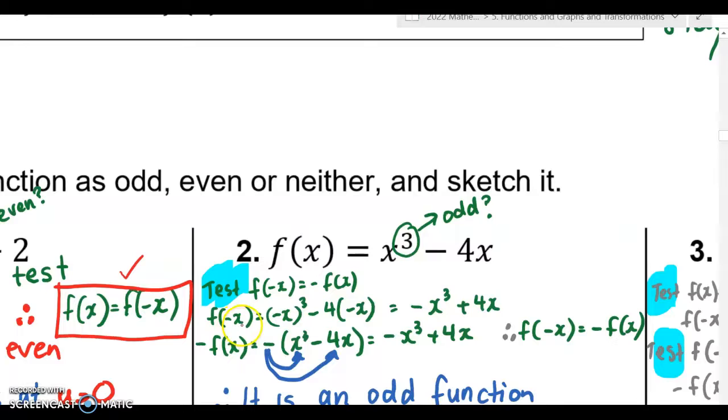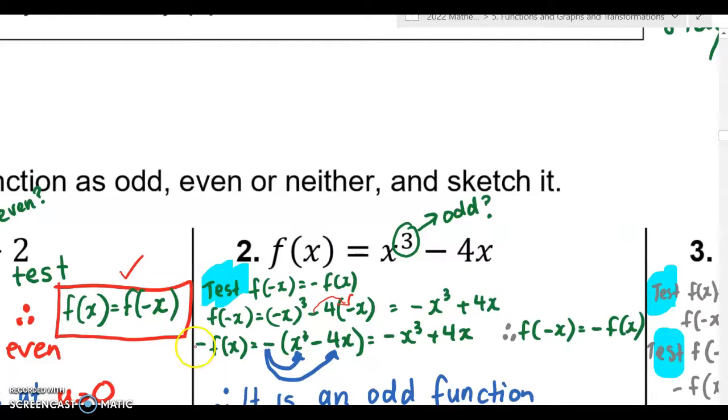So f of minus x, wherever we see an x up here, we're going to place a minus x into that instead. So f of minus x is equal to minus x all cubed minus 4 times minus x. Minus x all cubed is minus x cubed, because when we cube a minus, we still get a minus. We've got a minus in front of our 4 and a minus in front of the x. Multiplying those together, we get a plus. So we get minus x cubed plus 4x for f of minus x.